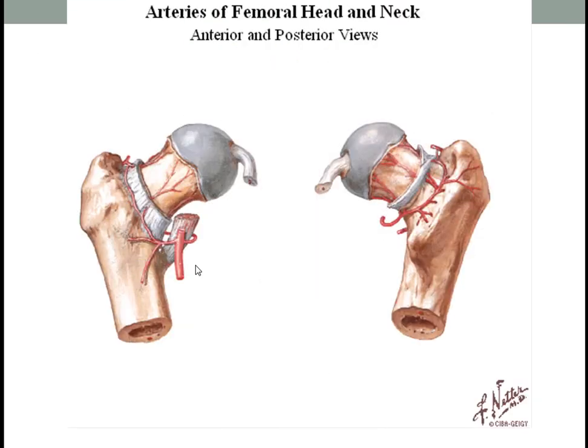It is very important to know about the blood supply of the head. As you see in this diagram, the head receives its blood supply from the medial circumflex artery and the lateral circumflex artery. Here this is the ligamentum teres, and also here we have an artery that comes and supplies the head.